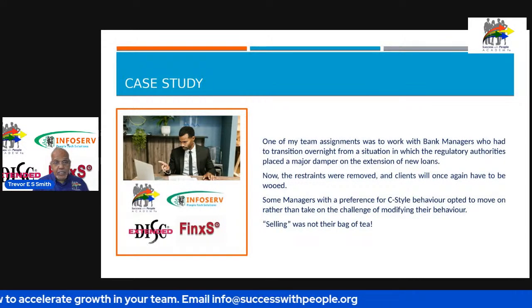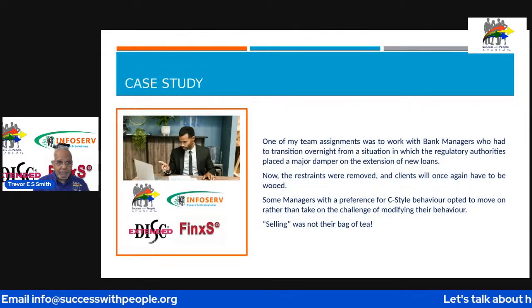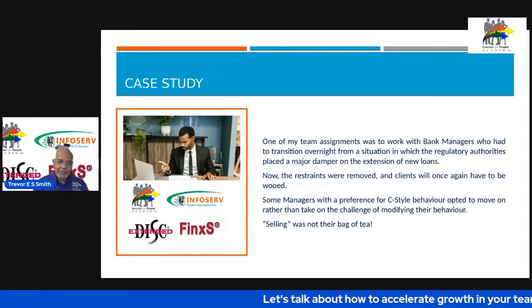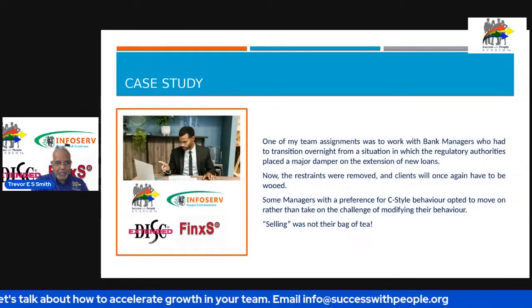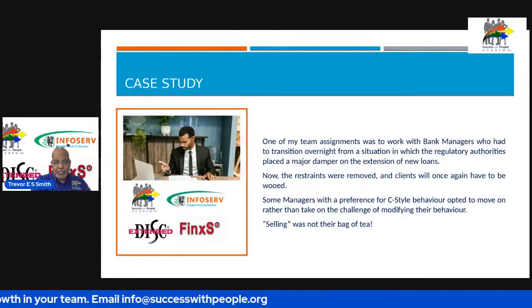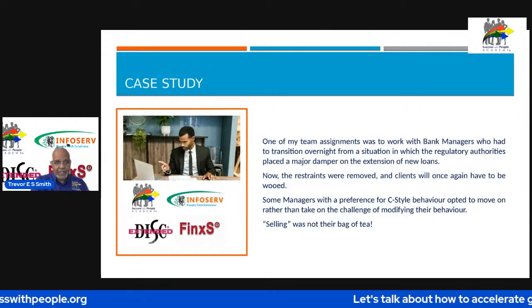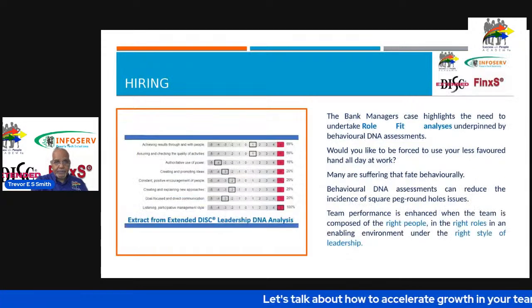And some of the managers, especially those in the blue zone, the C zone, didn't make it. They just thought that's selling and that's not my bag. So again, that's critical for us to understand behavioral styles and to look at the operating environment to see what it is that we need to do in order to achieve success.